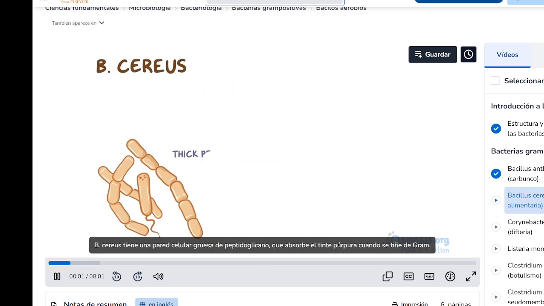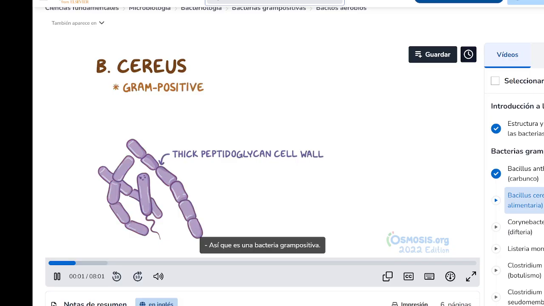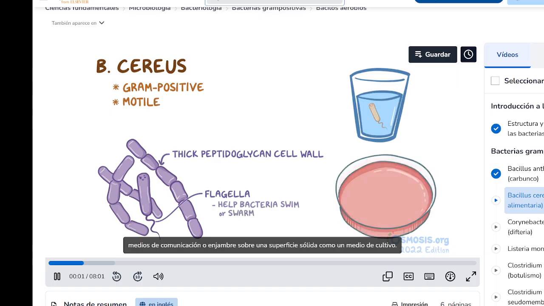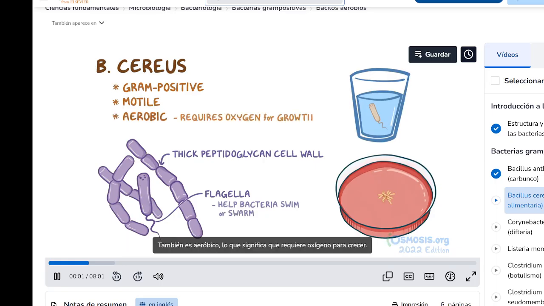B. cereus has a thick peptidoglycan cell wall, which takes in purple dye when gram-stained, so this is a gram-positive bacteria. Also, it's a motile bacteria, since it has thread-like flagella that can help it swim in a liquid media, or swarm on a solid surface like culture media. It's also aerobic, meaning it requires oxygen for growth.